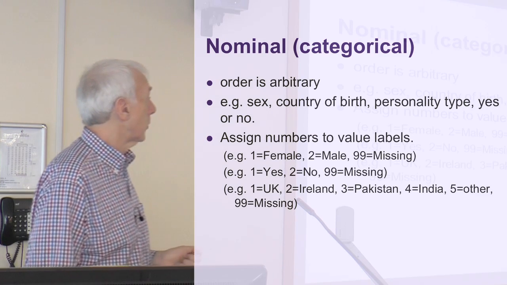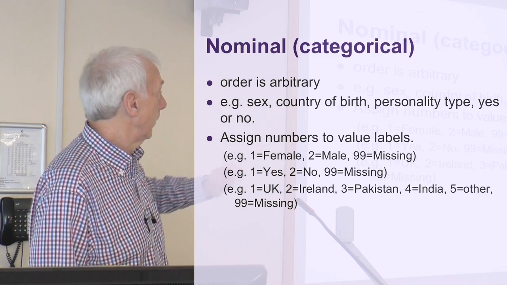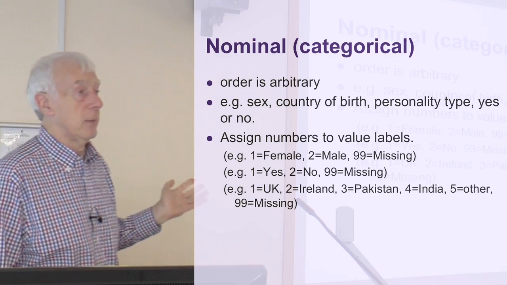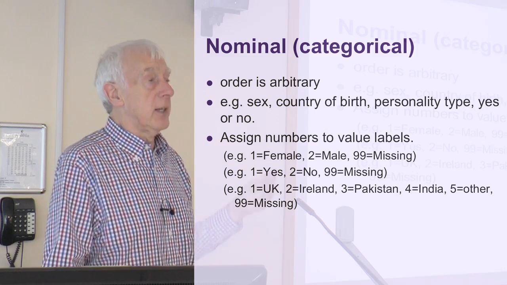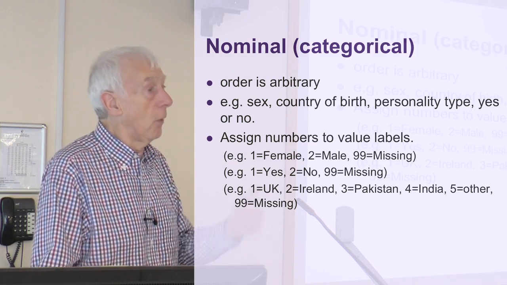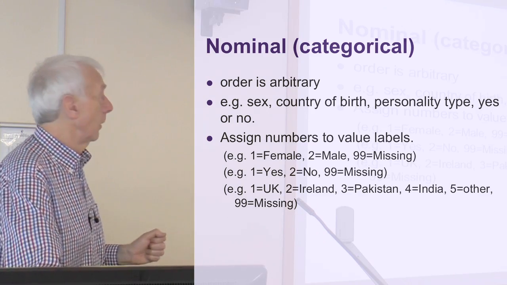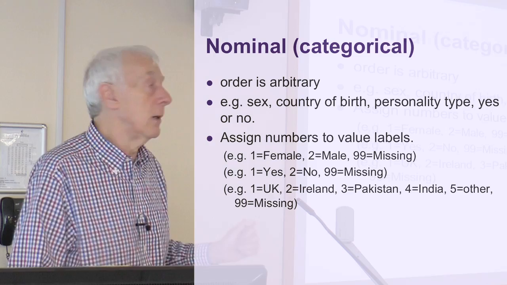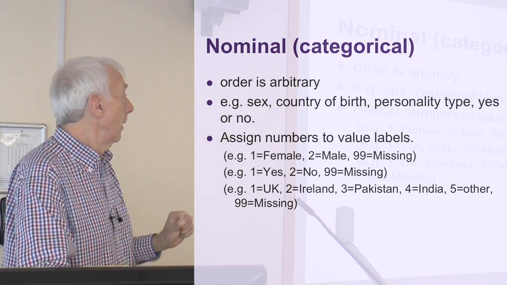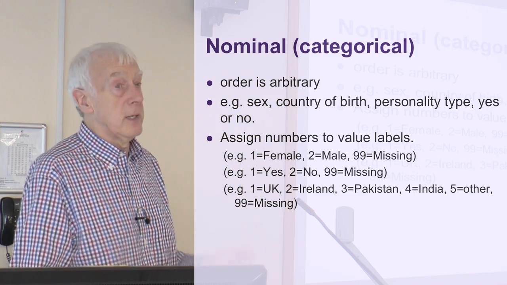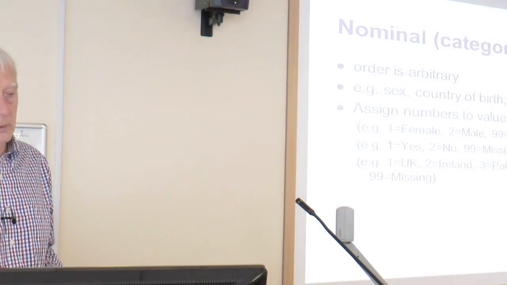Last example, country: UK, Ireland, Pakistan, India, other, and so on. I've put 1, 2, 3, and so on, arbitrary numbers. It doesn't matter what order they're in, the order is arbitrary. Normally, the sensible thing to do is to keep the same order as those items appear on the questionnaire, because it's much easier to transfer them and check them and so on. So whatever order you've used on the questionnaire, for whatever reason, it might be alphabetical, it might be for some other reason to do with the most popular at the top and so on, keep that order the same when you give the numbers. It makes life easy for you. But it is arbitrary in some sense. That's the very easy case, nominal.